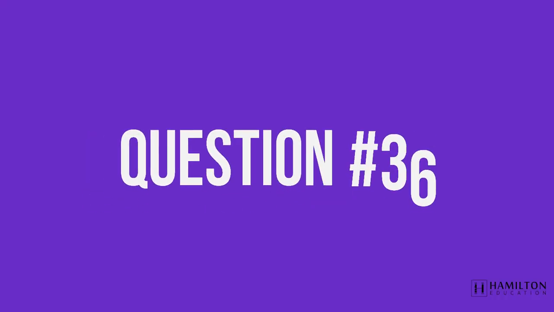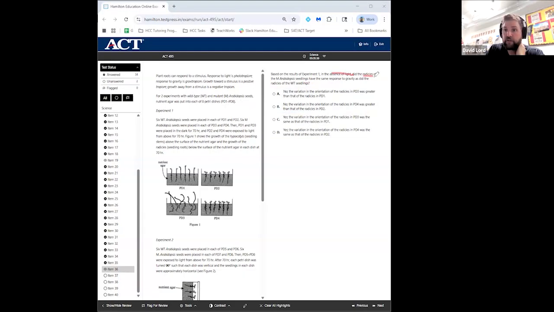Based on the results of experiment 1, in the absence of light, the radicals of the mutant seedlings have the same response to gravity as the radicals of the WT seedlings. So there's a lot of stuff you might not know. All right, so the radicals, that is something that refers to earlier where we have it italicized, and it says the roots. There's hypocotyls, and then, okay, right, the roots are there.